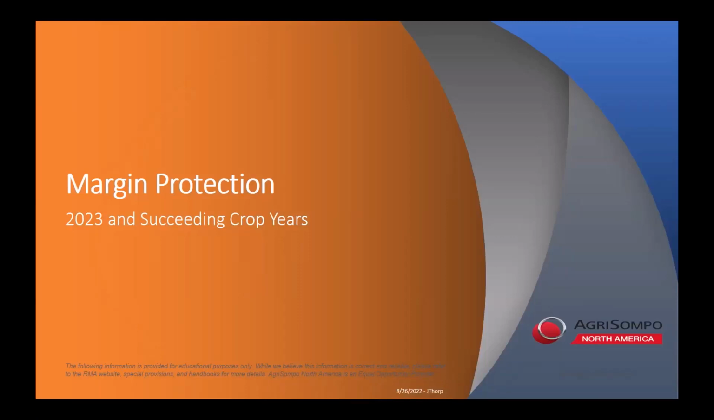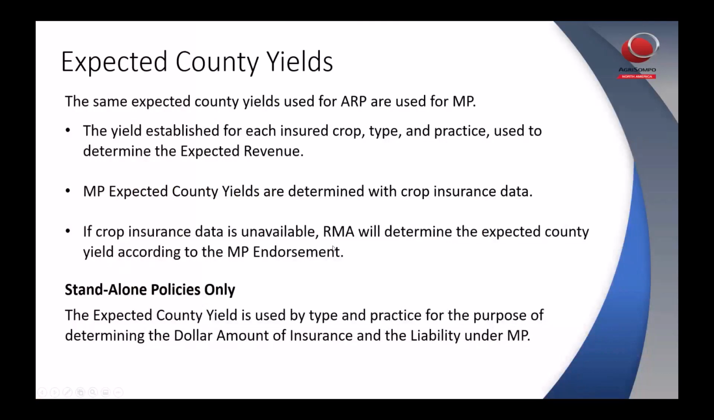So, we talked about margin protection, and there's really three primary components. There's yield, there's price, and there's also this new concept of calculating expenses. What we're going to try to do is bust those out as easy as we can to make those understand. There's a lot of caveats to the program. So again, this is kind of a cursory view of a product we think you may want to take a look at. Let's first take a look at how county yields are expected.